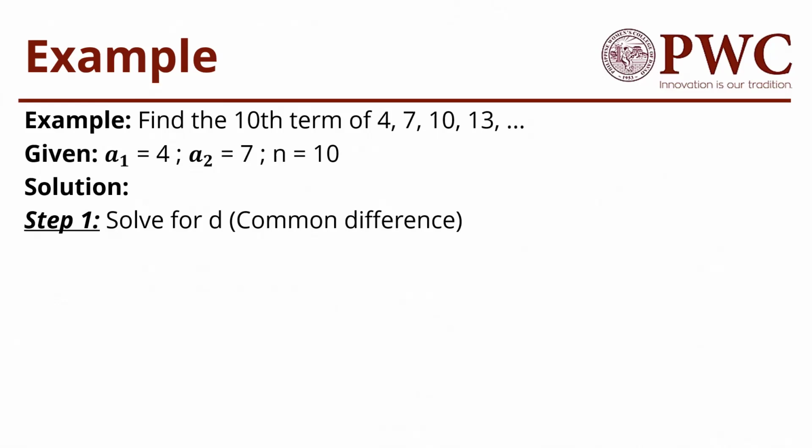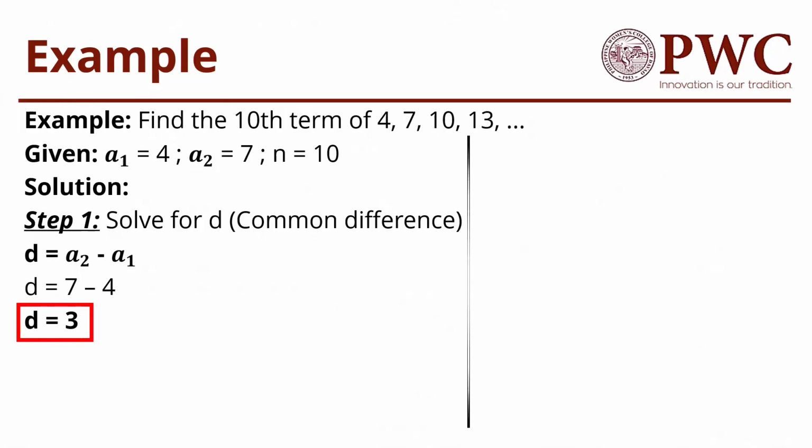Now, we all know that the common difference formula is d is equal to a sub 2 minus a sub 1, where a sub 2 is the second term, a sub 1 is the first term. Now, we substitute the values based on the given information. So our second term is 7. Our first term is 4. We have 7 minus 4, and the common difference is 3. Now we're done with step 1.